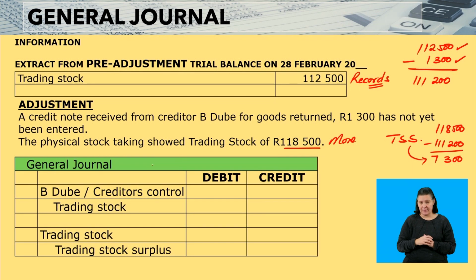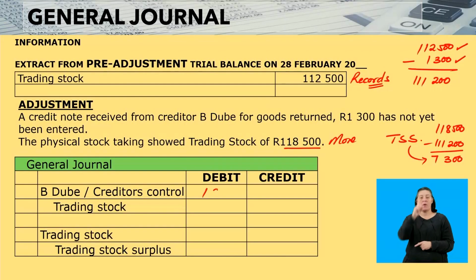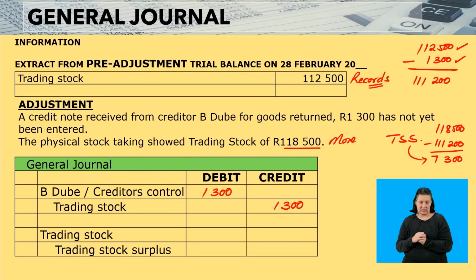The first one, we have a creditor to whom we have returned goods. So I'll come and debit B. Dube, the creditor. I'm decreasing, therefore, what I owe them, so I'm going to debit the account by 1,300. And then I would credit my trading stock. That means I'm decreasing my trading stock because there is trading stock that has been returned to the supplier. So I'll credit it with 1,300. I have recorded this adjustment so far.